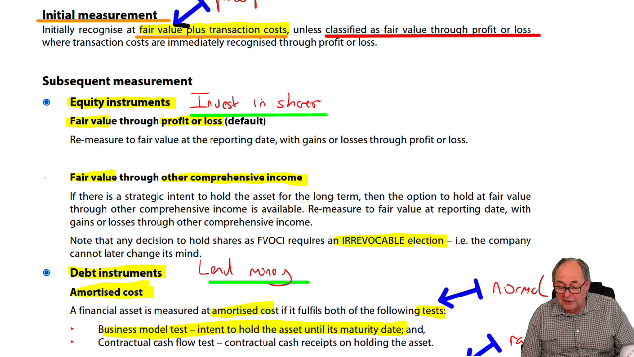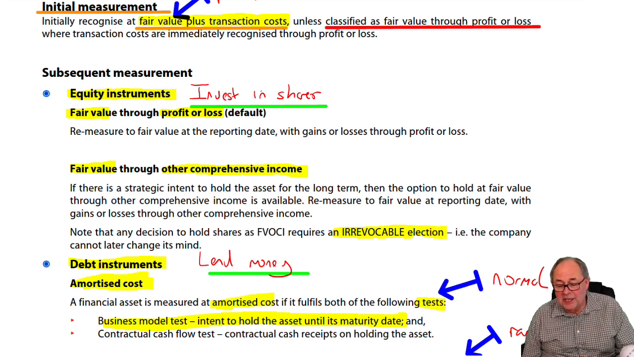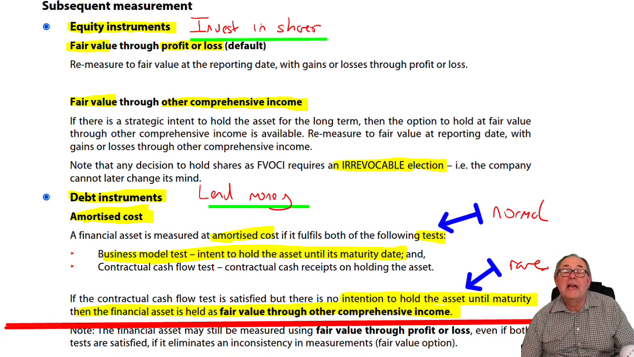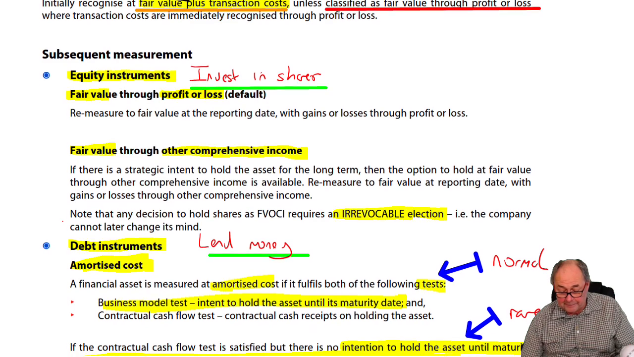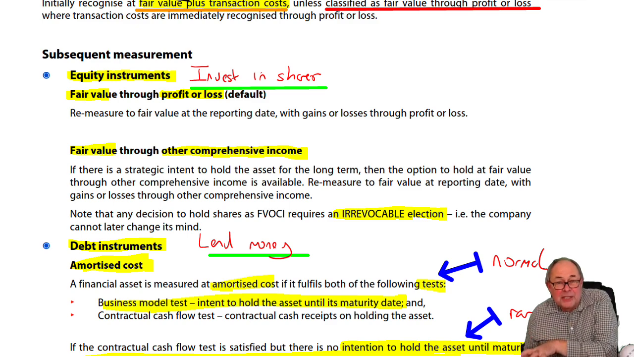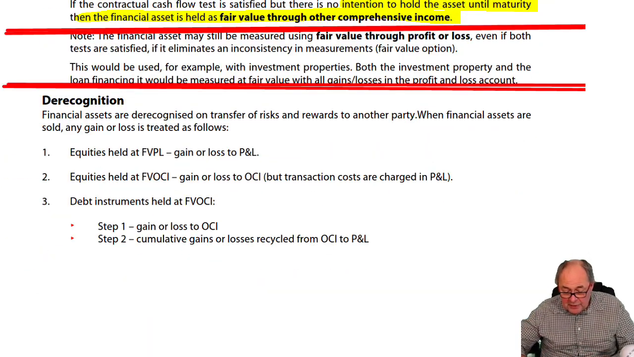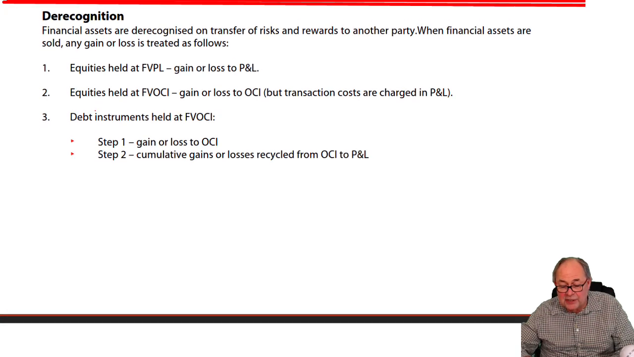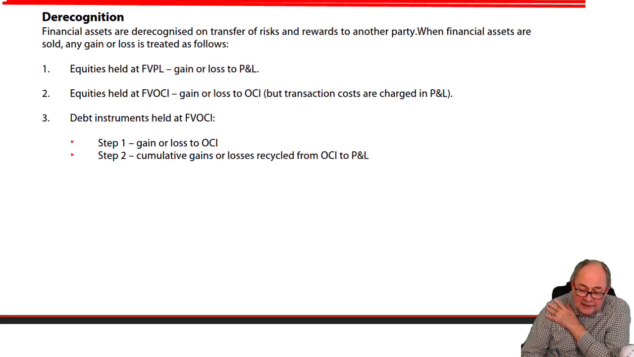Final recap up at the top, we said that in terms of the transaction costs, normally capitalised unless you hold the investment at fair value through profit and loss. Now, that's the position again in terms of measurement until you come to sell the financial asset. Then, so derecognition up here is what happens if you come to sell the asset. So this is sale of the financial asset.